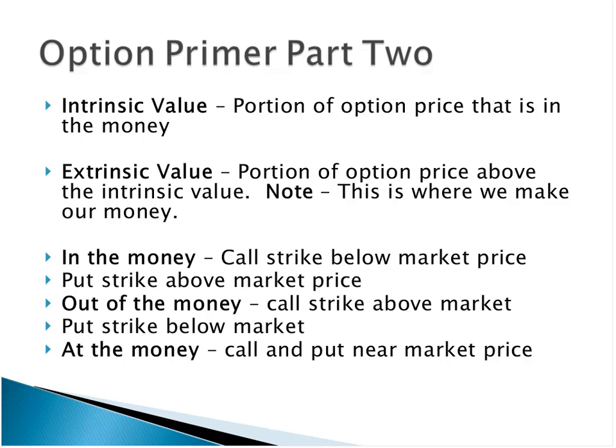Out of the money, just the opposite. The call strikes are above the market. So in the IBM example, where it's trading 100, if I have the 105 call, it's out of the money because I'm not going to exercise my right to buy IBM at 105 when I can go in the market and buy it at 100. Okay, it's out of the money. It's like a horse out of the money.